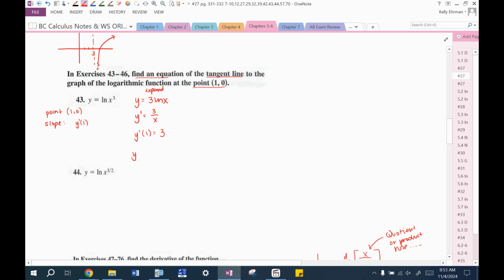Write my equation. Y minus 0 is equal to the slope, which is 3, times x minus 1. You don't have to have the y minus 0 in there. That's fine. What if you didn't do this? What if you kept it as ln of x cubed? This one's not too bad. But remember, you'd have to do this. The derivative of the natural log is 1 over x cubed. And then this would need a chain rule. The derivative of x cubed is 3x squared. And see how that simplifies to the same thing? You get 3 over x when you reduce this. Okay, so same thing.